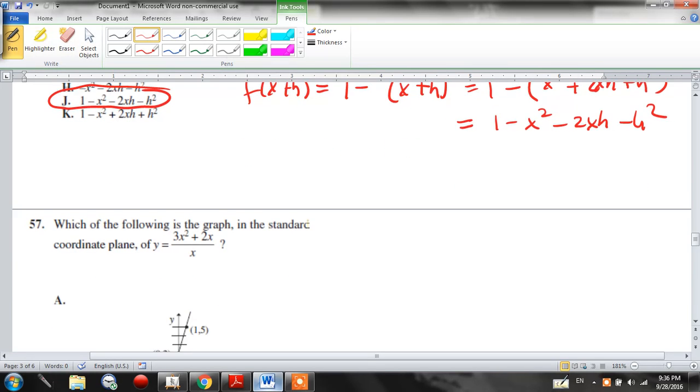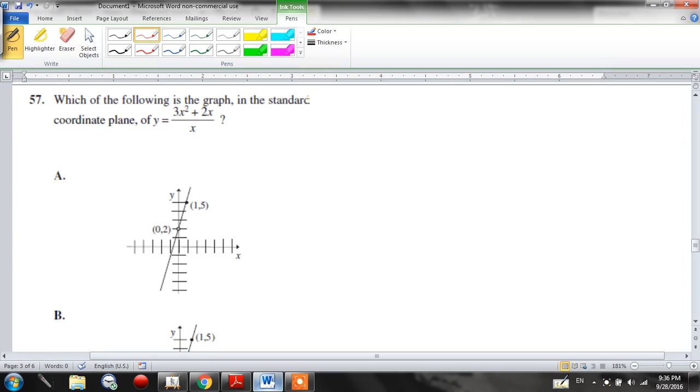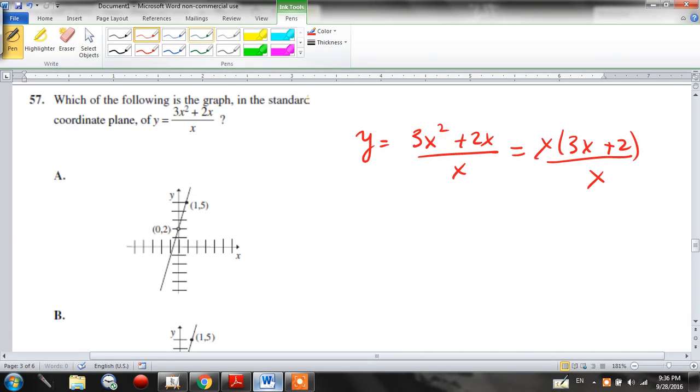Okay. 57. This is a good question. Which of the following is the graph in the standard coordinate plane of this? Okay, so you have y equals (3x squared plus 2x) over x. Okay, so you can simplify this. So you can factor out an x from the top. You get 3x plus 2, right? Over x. And then you say, oh, wait a minute, I can cancel this out. Right? 3x plus 2.